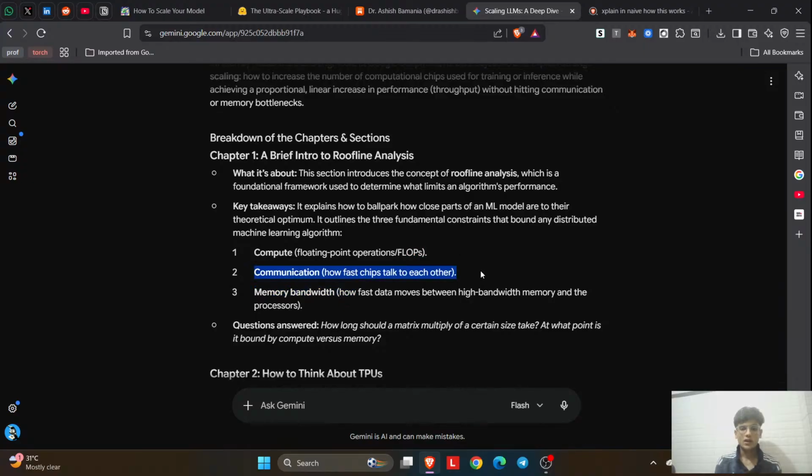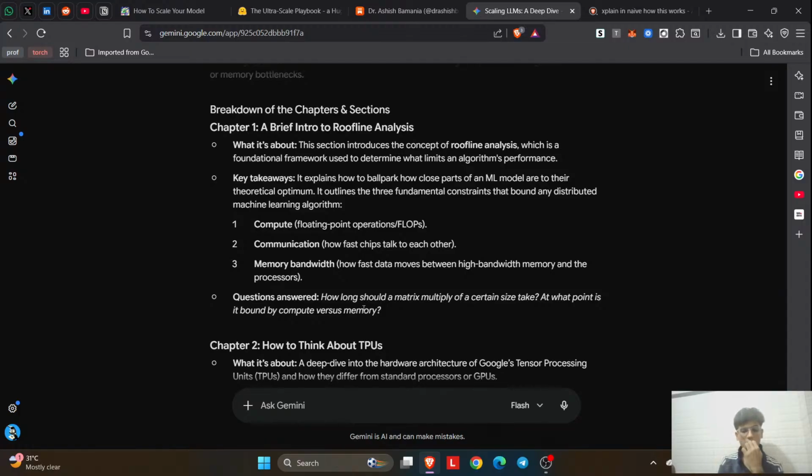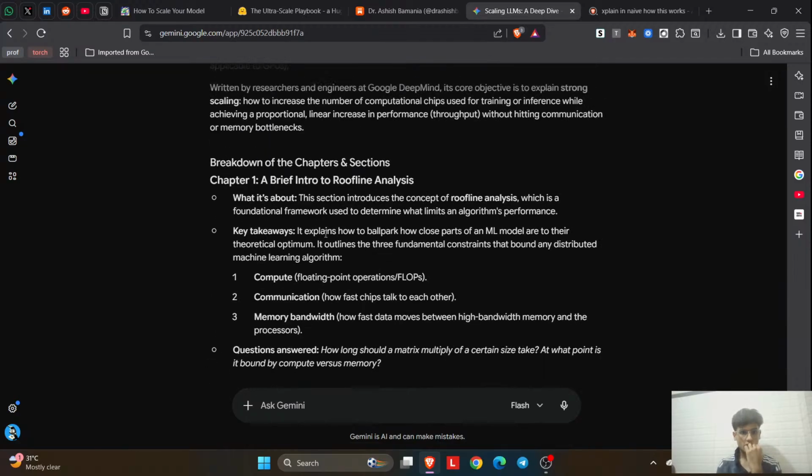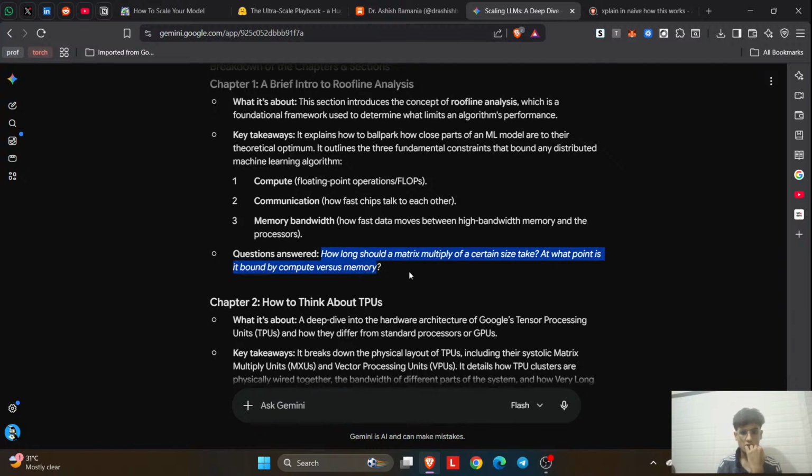So it is like, if you have distributed a model, like you have sharded the model across several GPU chips, Blackwell chips or something like that, I don't know the exact thing, so how fast they communicate with each other to serve the user, something like that. Communication, I suppose. Memory bandwidth: how fast data moves between high bandwidth memory and the processor. Okay. So chapter one answers this question: how long should a matrix multiply of a certain size take? At what point is it bound by compute versus memory?